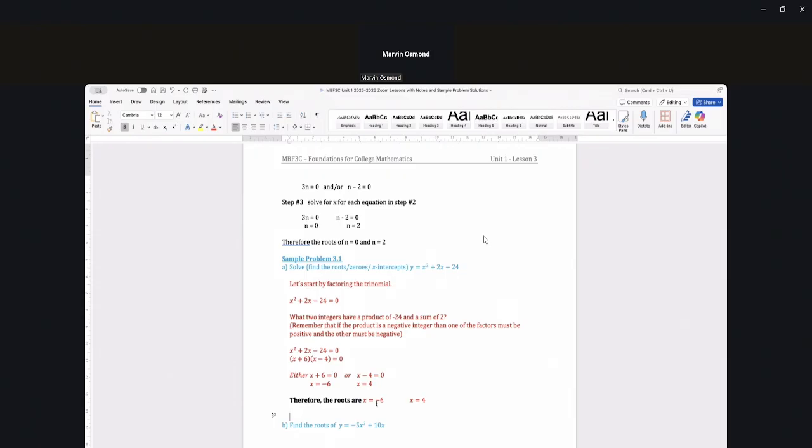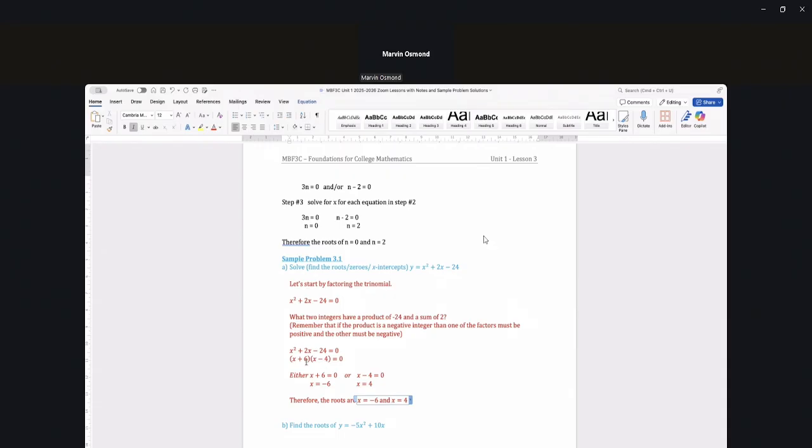And I'm going to make this not bolded. And then red. Therefore, the roots are x equals negative 6 and x equals positive 4. So what that tells us is that the x-intercepts are negative 6 and positive 4.